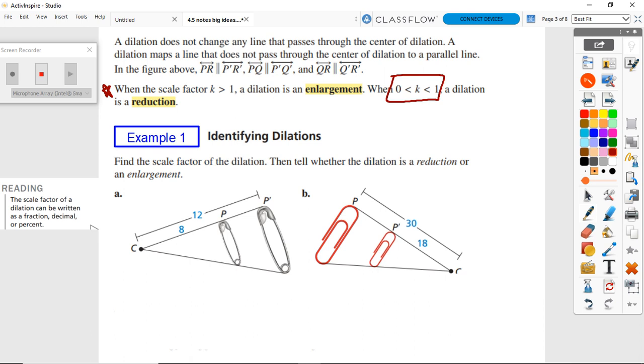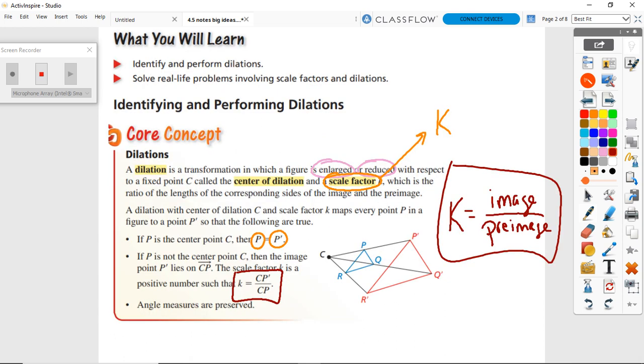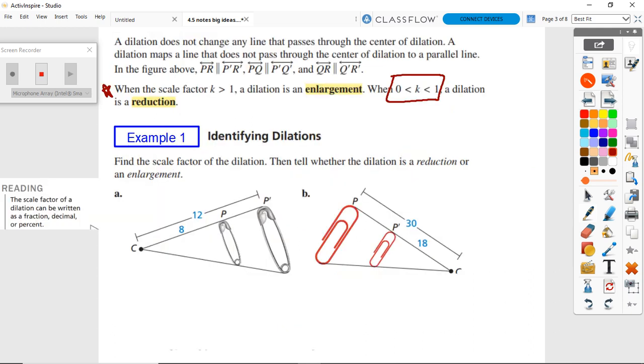First example is find the scale factor. So we just talked on this page about what the scale factor is. We got image over pre-image. Let's take a look at this paper clip. The scale factor, let's see, tell whether it's a reduction or an enlargement. So in this first one, you want to look for normal P versus P prime. So normal P, the pre-image is 8, and then this dilation takes the image up to a distance of 12. So our scale factor is always image over pre-image, so 12 over 8.